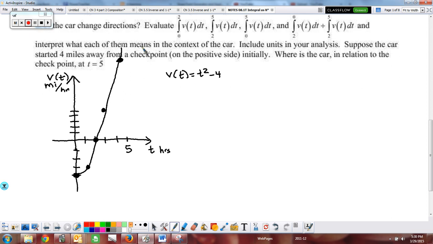Okay, so what they're asking us to do is to evaluate 0 to 2, 2 to 5, 0 to 5, 2 to 0, plus 2 to 5, and then interpret what each of them means in context of the car. Okay, so let's start with the first one.